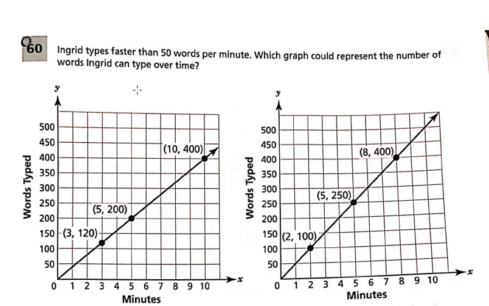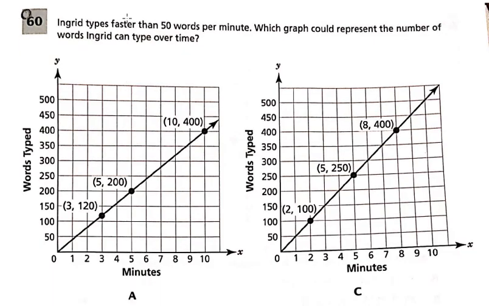All right, so this is the last question for this situation or this unit, and everyone tends to mess this one up because they're not reading carefully. It says that Ingrid types faster than 50 words. She doesn't type 50 words, she types faster than that. So I need to go through each one of these, and I need to find a slope that is not 50, but greater than 50.